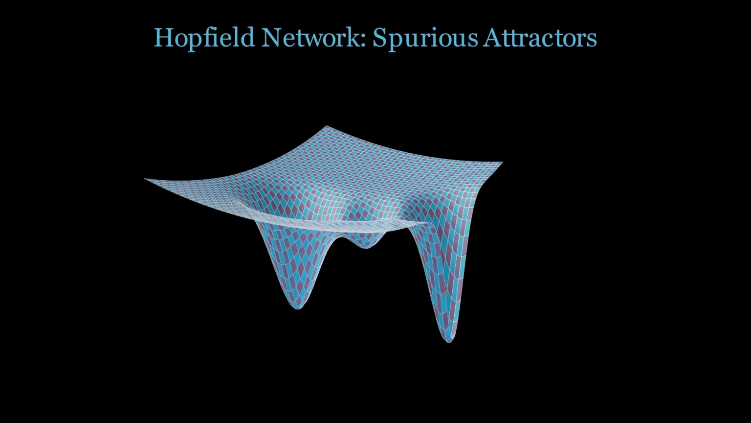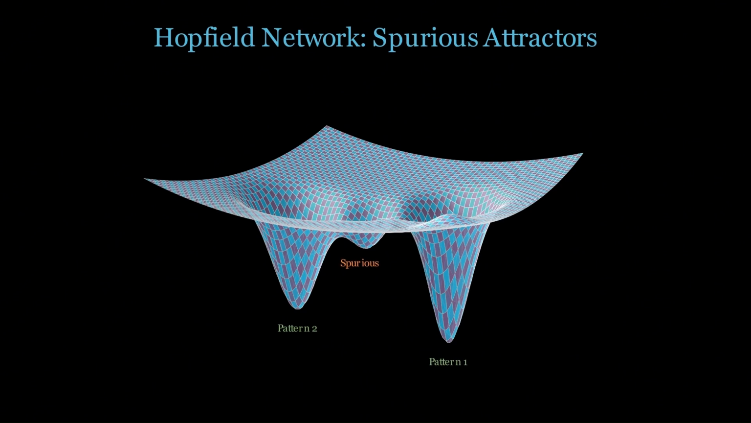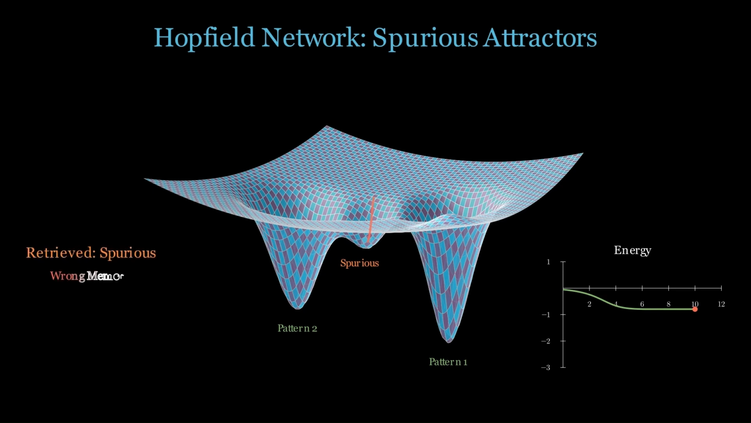However, under certain conditions, the Hopfield network can settle into a spurious attractor, a state that isn't one of our originals, but rather a mix. In our landscape, these appear as small, unintended dents between the main valleys. If you drop the ball there, it will come to rest in the wrong basin, and you'll retrieve a hybrid pattern instead of a true memory.